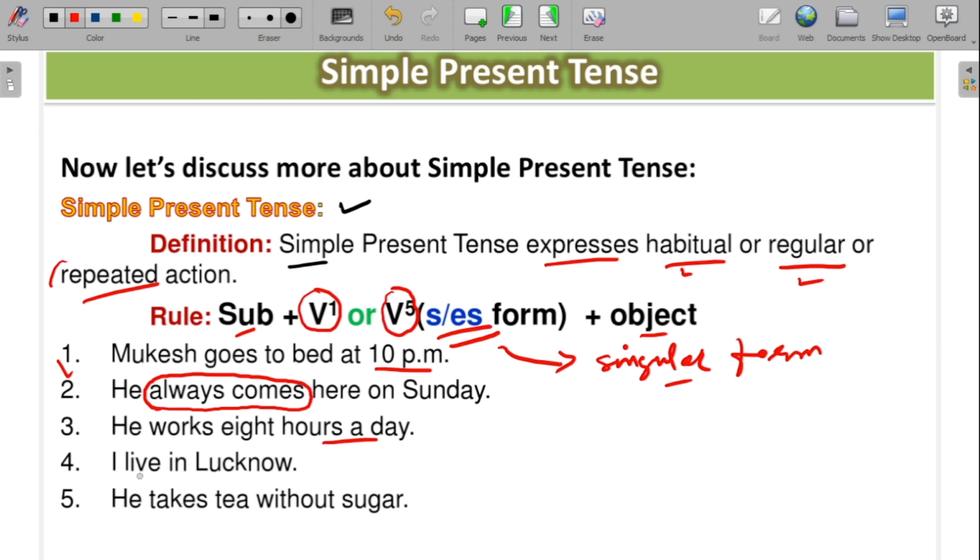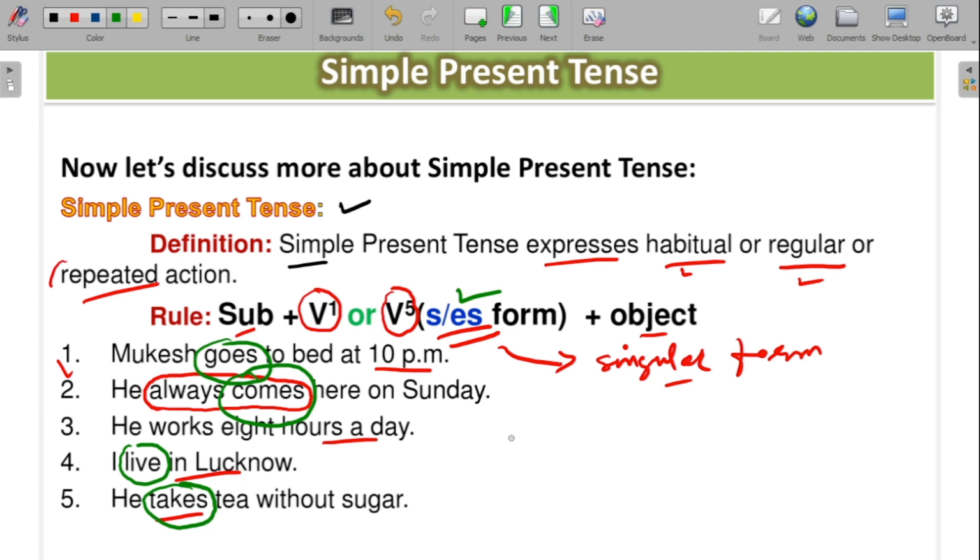Next sentence, I live in Lucknow. He takes tea without sugar. See, here we can see, let me take some other marker. Look at this verb: takes, S/ES. I said S/ES form. It comes here, and here, and here also it comes in S/ES form. But here no S/ES form. What is the S/ES form? That's the singular form of the verb.